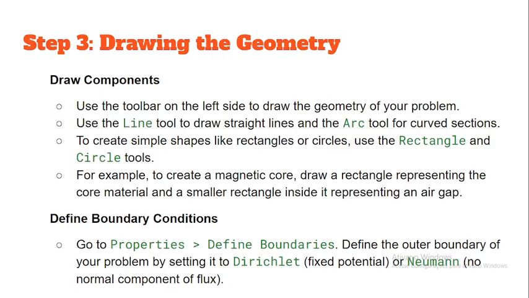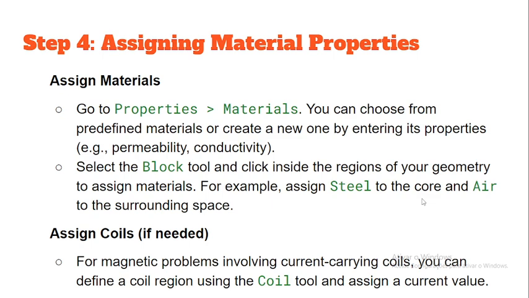Define boundary conditions. Go to Properties, Define Boundaries. Define the outer boundary of your problem by setting it to either a fixed potential (Dirichlet) or Neumann, no normal component of flux.